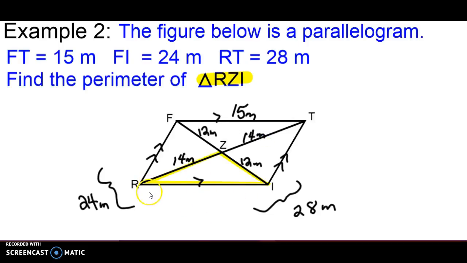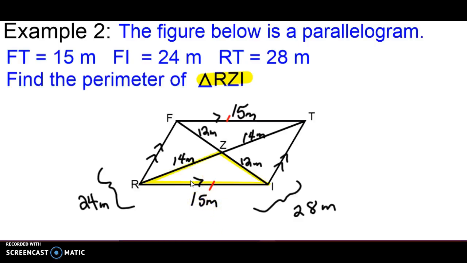So if we now look at triangle RZI, we know 2 of its 3 segments. Going back to our properties of parallelograms, we know that opposite sides are congruent. So if FT is opposite of RI, and we know FT is 15, that means that RI is also 15 meters.